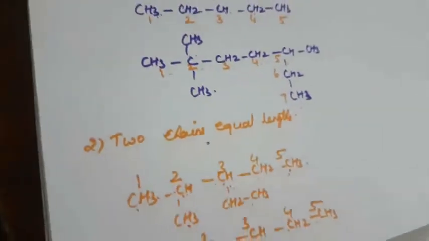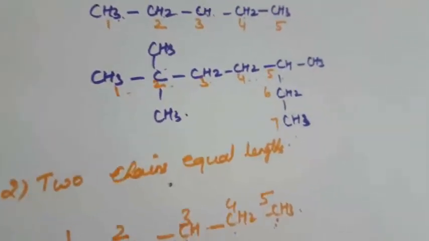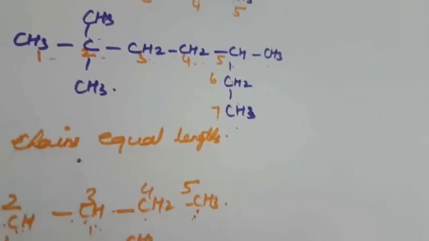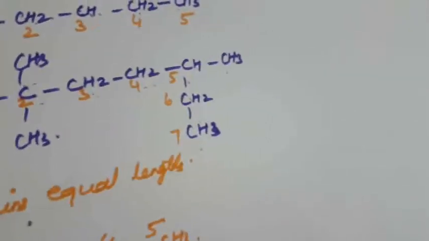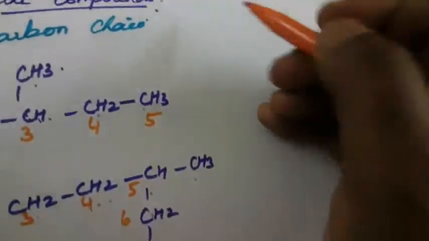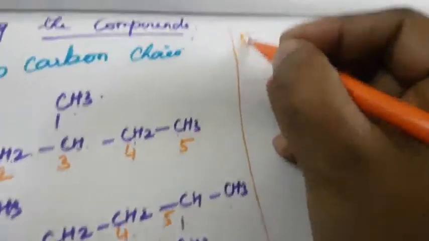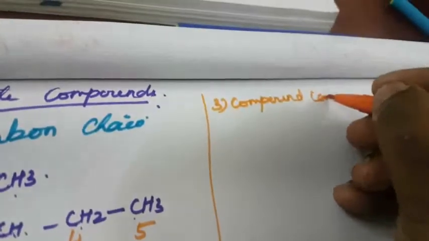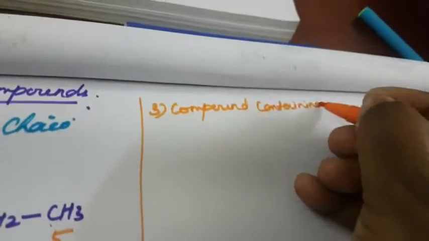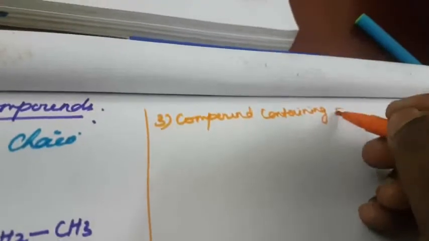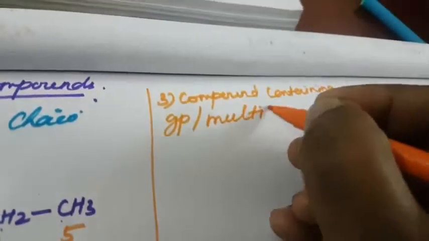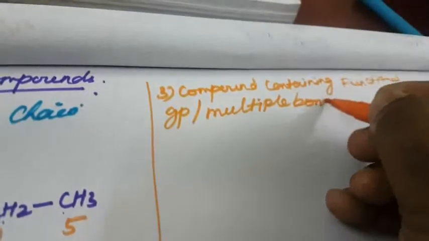And next one is a carbon chain containing more than two functional groups. So the next point is a compound containing a functional group, or multiple bond, or both.